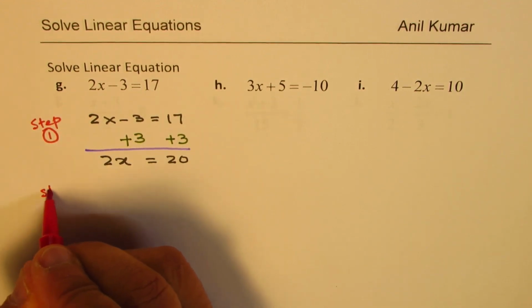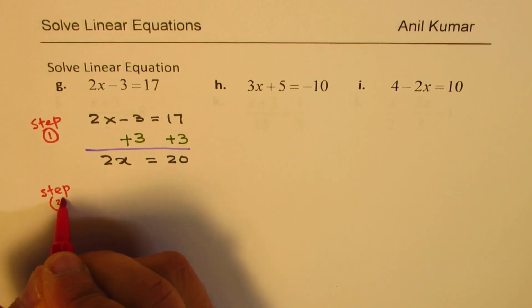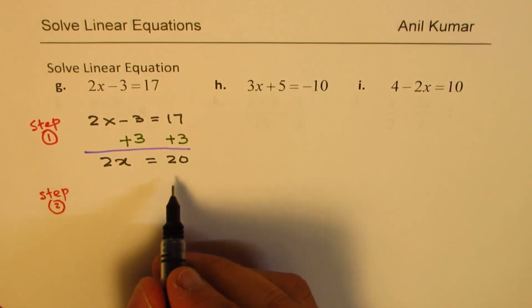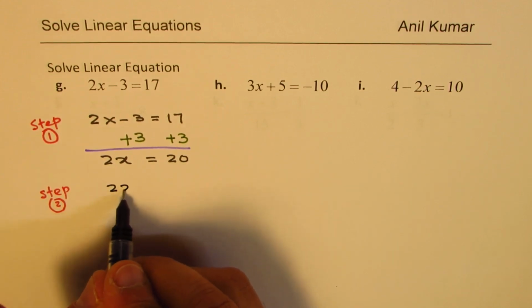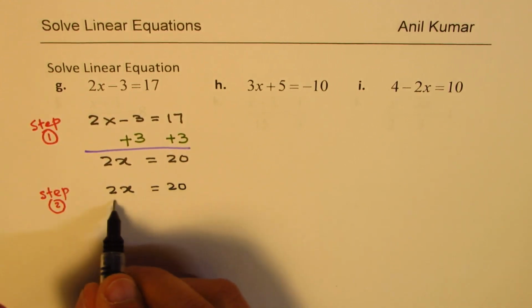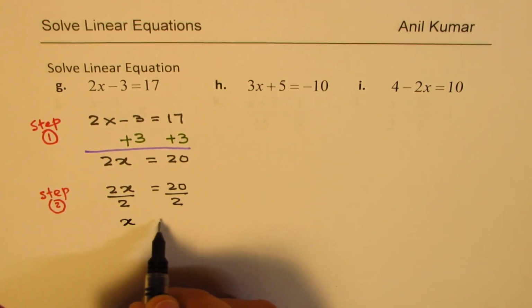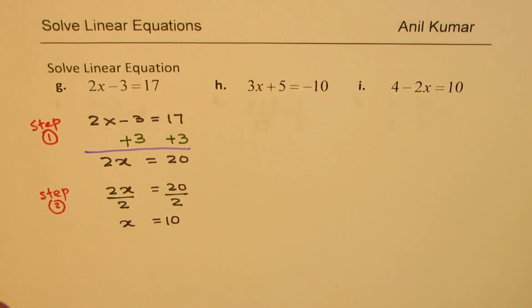Now step 2 is what? Step 2 is to divide 2x and 20 by 2. So we have 2x equals 20. We'll divide both by 2 and we'll get x equals 10. You have your solution. Do you see that? So that becomes a 2-step solution. Is that clear? That's what we mean.